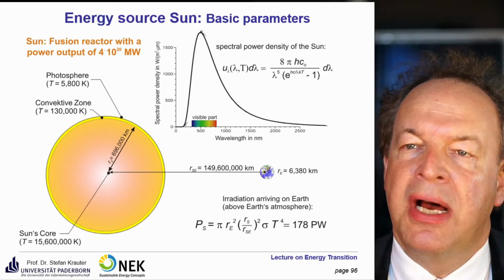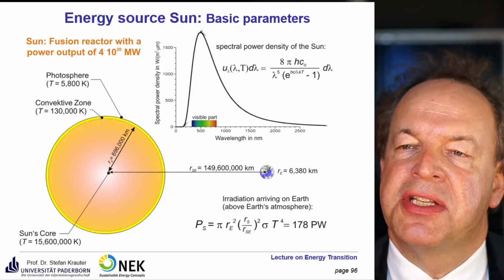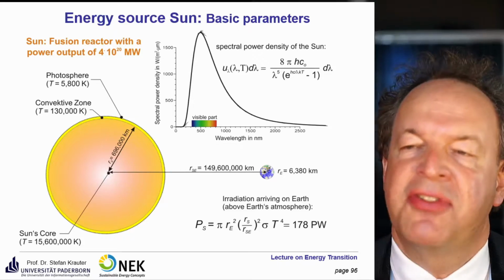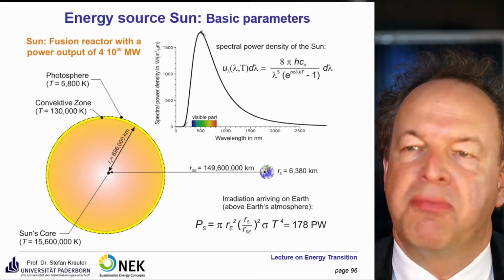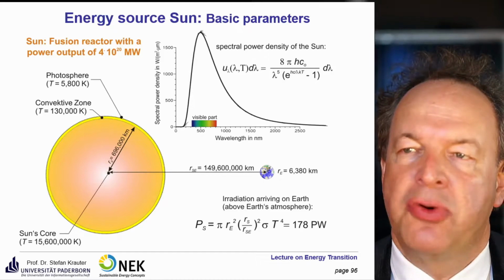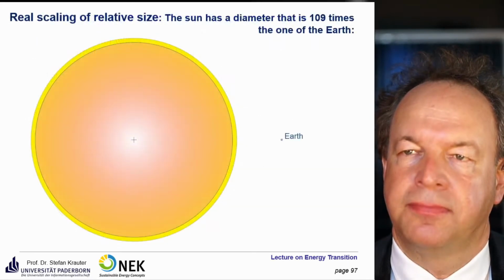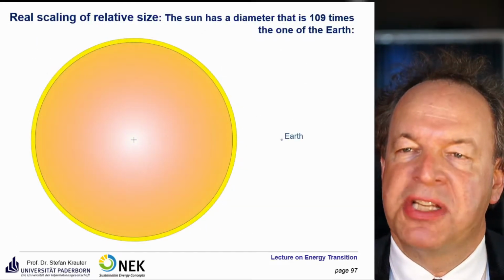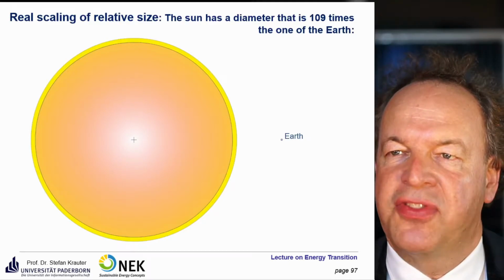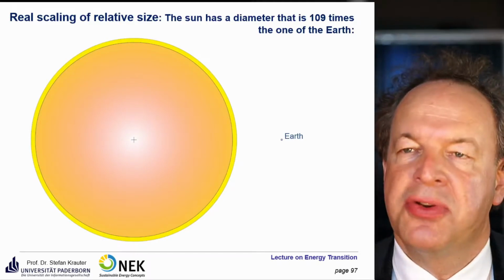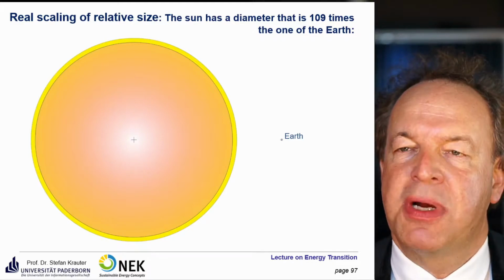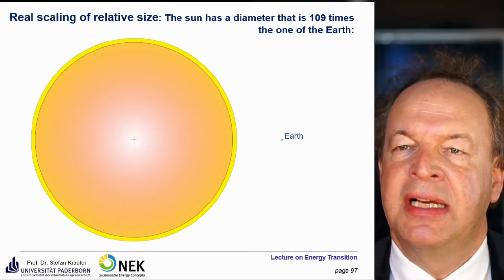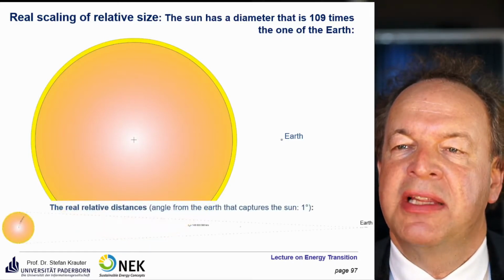The power that is reaching the Earth is quite high. It's 178 petawatt. It's more than 10,000 times what we consume. This is a real representation of the sizes of the sun and planet Earth. So you see that the sun is much bigger than our planet. And next you see the real distance.